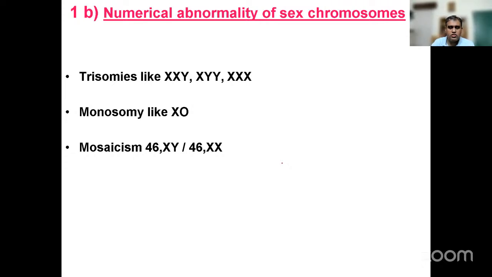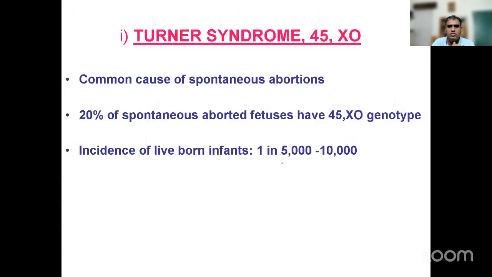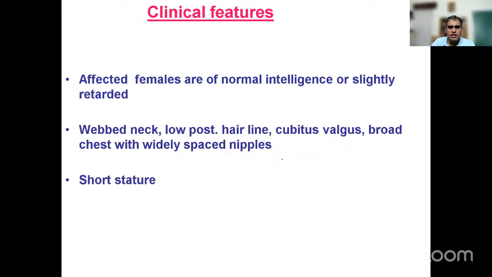Now you can see the trisomies, monosomy, and mosaicism also seen. Turner syndrome, we already said, a female with no Barr body. Okay, so 20% of spontaneous fetuses have this. Incidence is 1 in 5 to 10,000. Affected females are of normal intelligence or slightly retarded, so hard to determine.